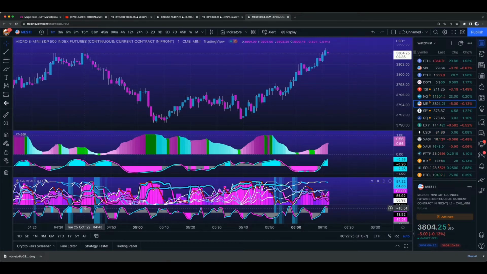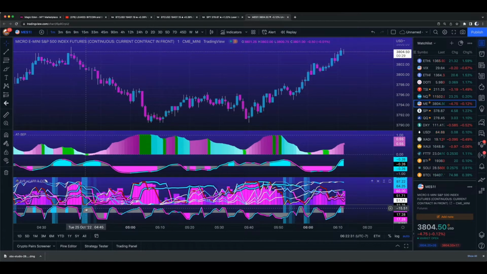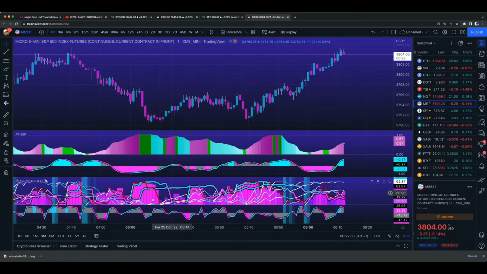So the AVR with APP and CC, that's the volatility. The columns above it are the volatility, and the correlation is below it. And all the different lines above it are your different looks going on.